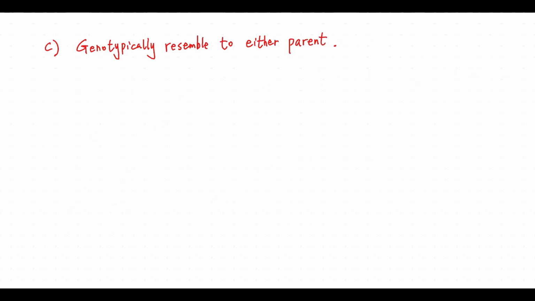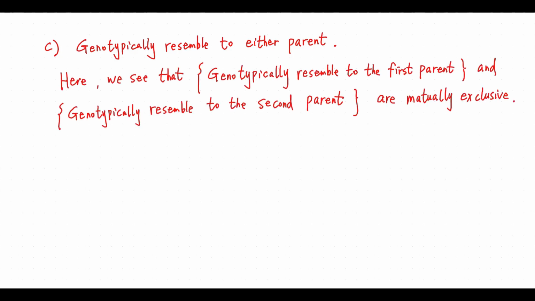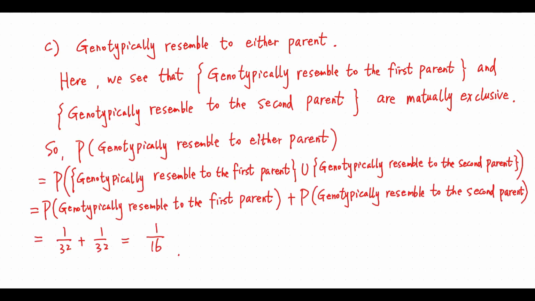Case C, genotypically resemble either parent. Here we see that genotypically resembling the first parent and genotypically resembling the second parent are mutually exclusive. So the probability for this case equals 1/16.